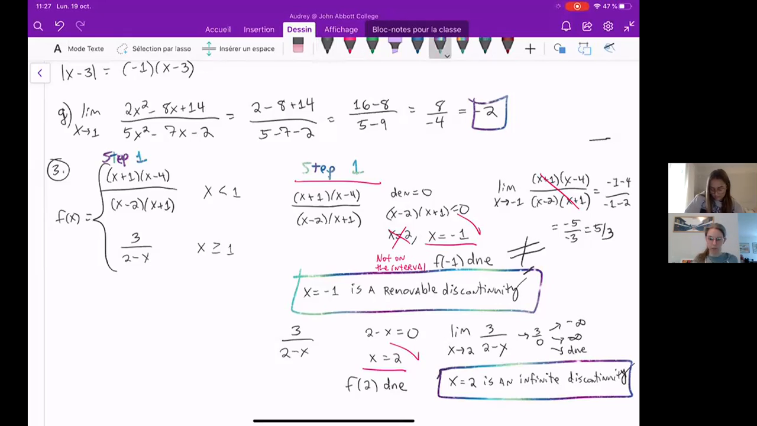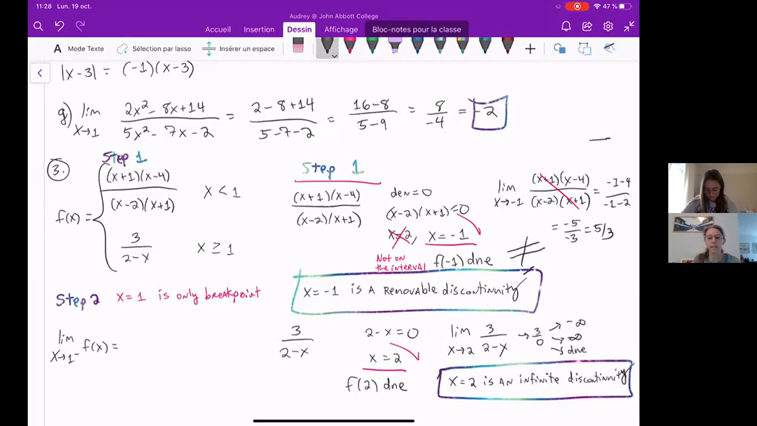I found the values that cause division by 0. I looked at the limits to identify the type of discontinuity. Which brings me to step 2, and that is to look at my only breakpoint, which is x is equal to 1. So I'm going to be doing the limit as x approaches 1 from the left of this function.